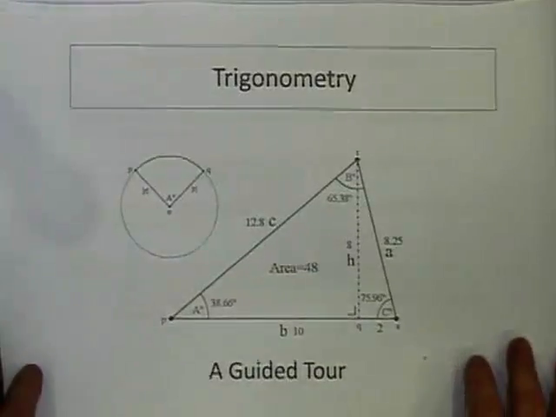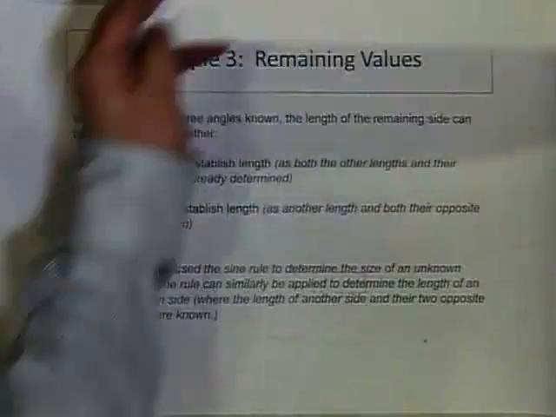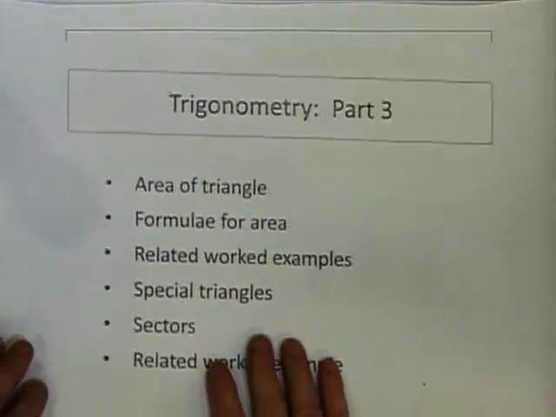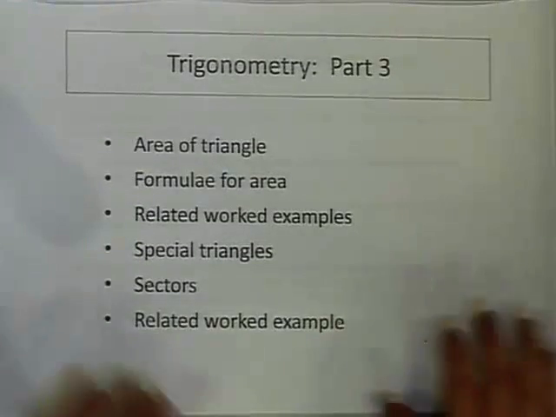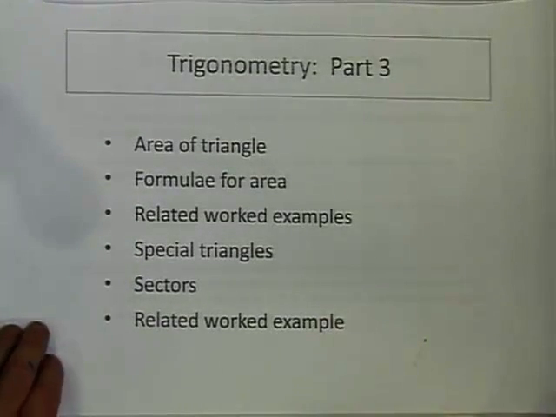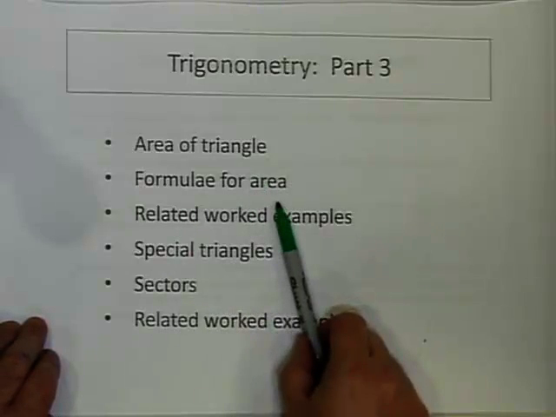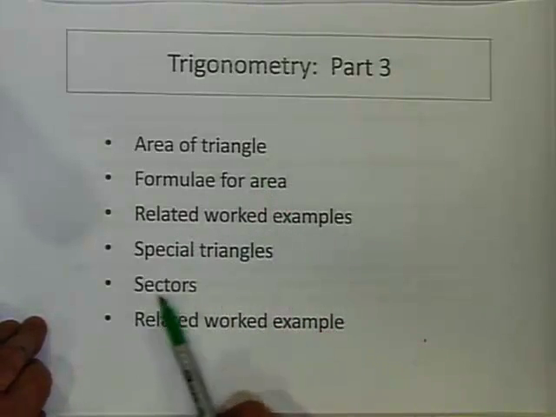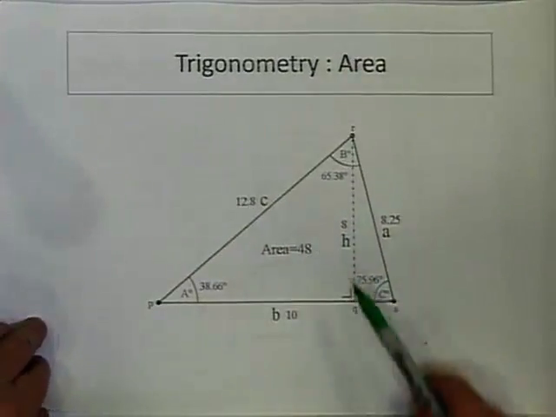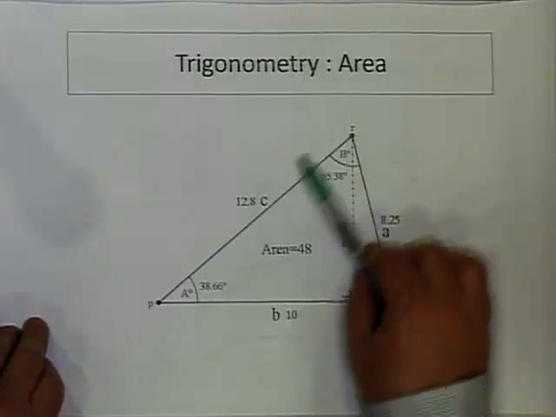Okay, trigonometry then, section 3. Section 3 is really only about one equation. It's about the area of a triangle. And there's formulae for that, some examples and a sector. So there's a picture of a triangle, and we're interested in the area.